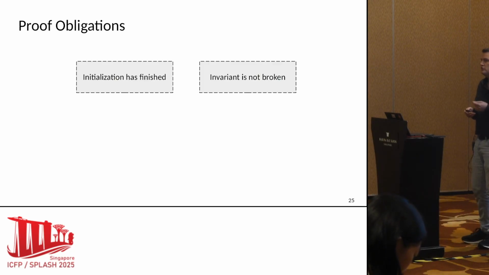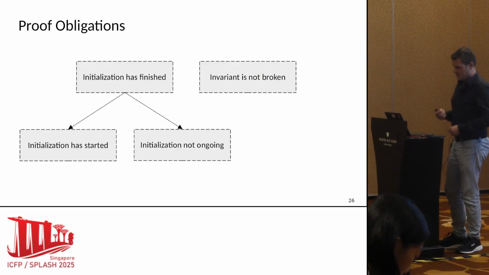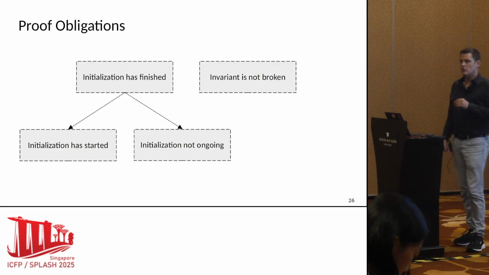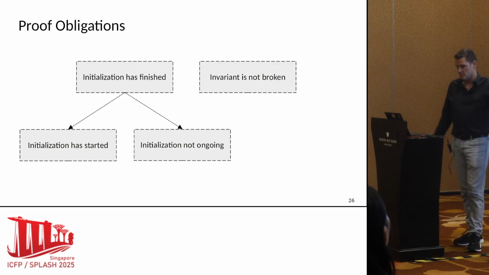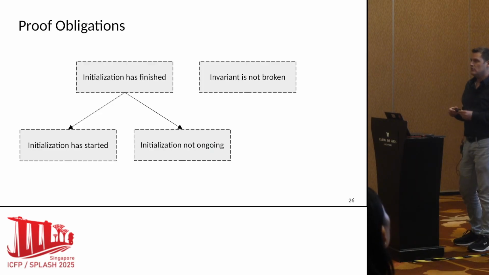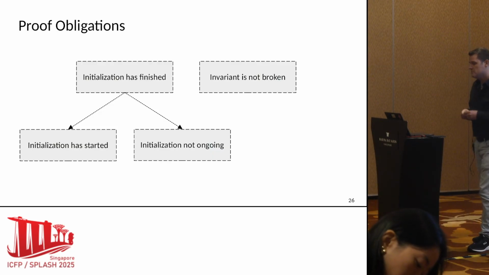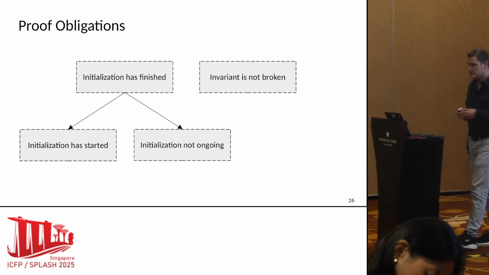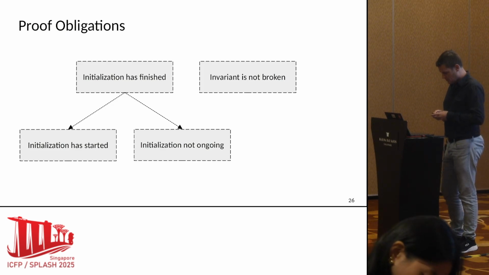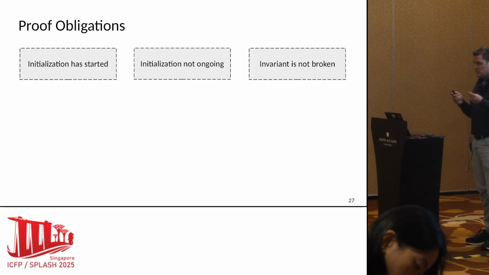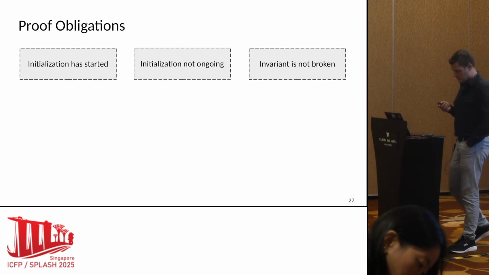So a central contribution of the paper is that we've identified two other conditions that together imply that the initialization has finished, that we can actually prove modularly. And those are these two. So we prove that initialization of a module must have started at some point in the past, and that the initialization of the module is not currently ongoing. These are two conditions that we can prove modularly, and I'll show you how in a second. And together they imply that the initialization of a module must have finished. So those three will be our central proof obligations, and I'll walk you through those.